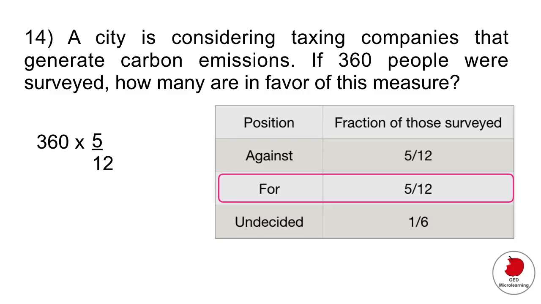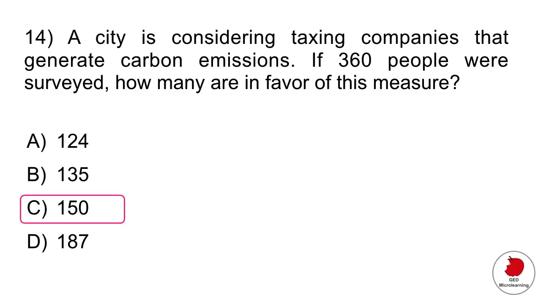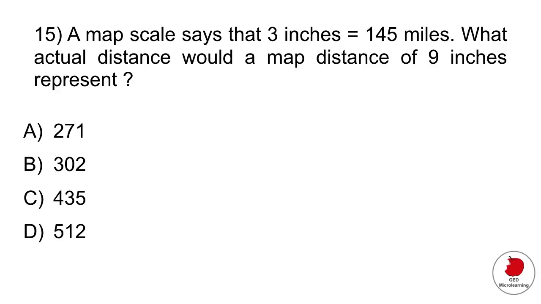And all you have to do now is multiply that fraction by the total number of people. Okay, so you would multiply 360 times 5 over 12. That gives you that number, and then the final answer is 150. Option C. Okay, question 15 looks at proportions. So it says a map scale says that 3 inches is equal to 145 miles. What actual distance would a map distance of 9 inches represent?